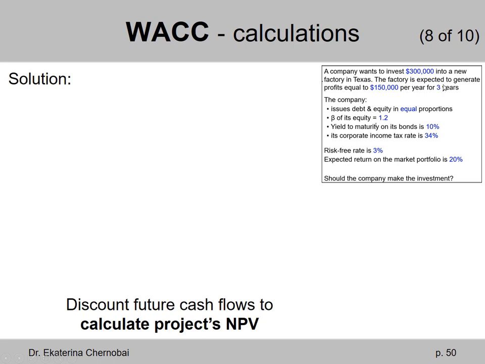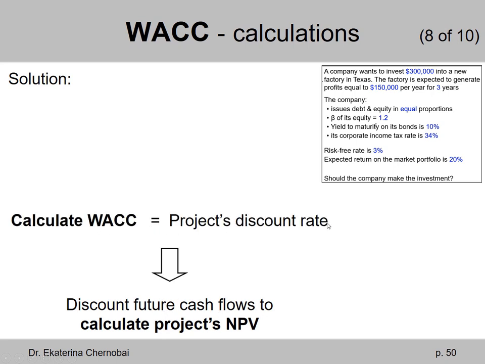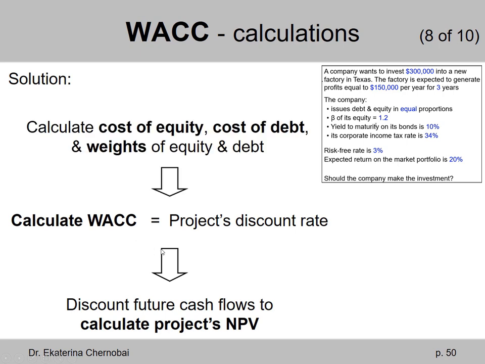So the cash flows are not a problem, but what we need for the net present value, apart from the cash flows, is the discount rate, project's discount rate. For that, we can use the weighted average cost of capital. So our very first step will be calculating the cost of equity, the cost of debt, and their weights in order to find the weighted average cost of capital, which will then be used as the discount rate to find the project's net present value. So this is our plan.